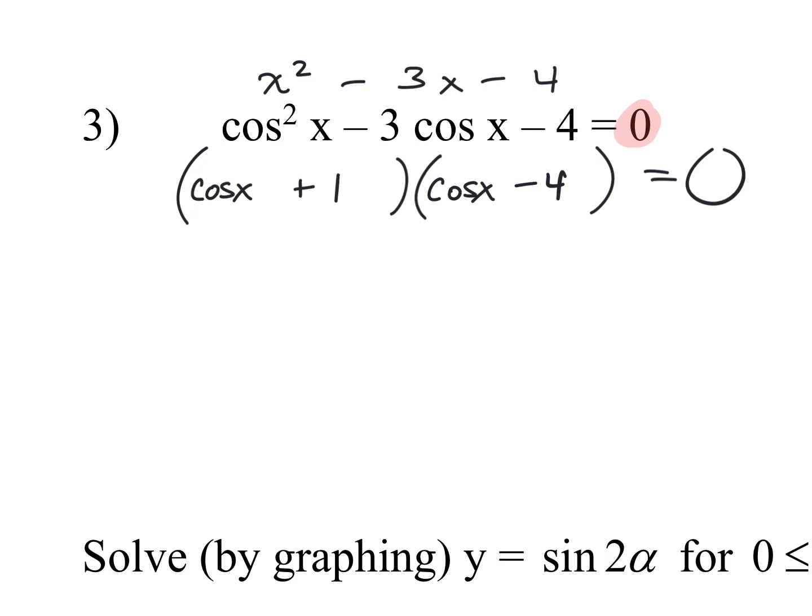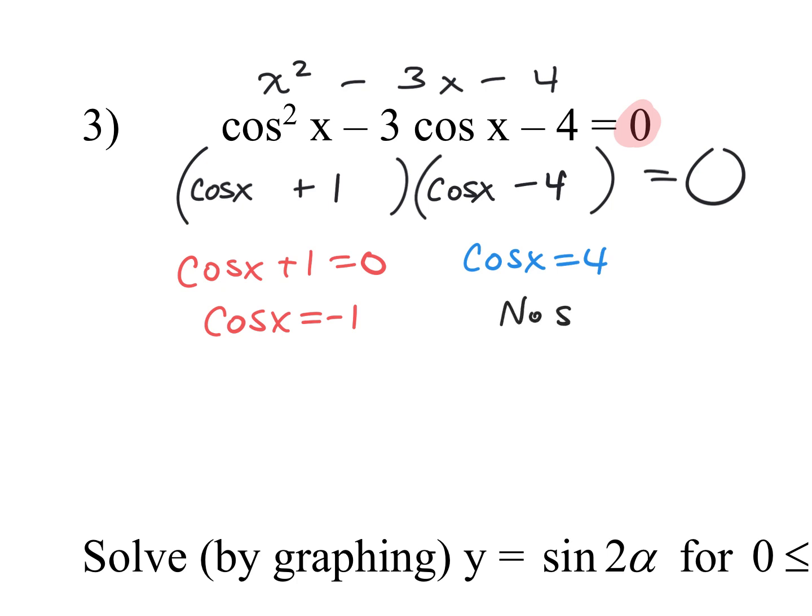From here on out, we're using our zero product property. So we're trying to figure out when cosine x plus 1 equals 0, or in other words, when cosine x equals -1. And then over here on the right, we're trying to figure out where cosine x equals 4. We can look for a long time, and we will not find a solution. There is no place where cosine of x equals 4. It is outside of our domain. It's actually outside of our range.